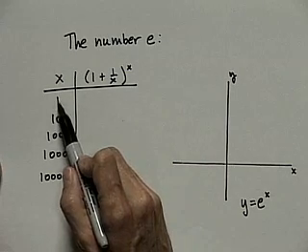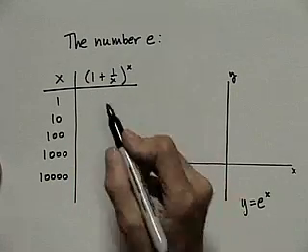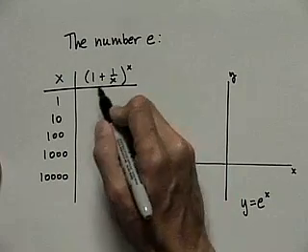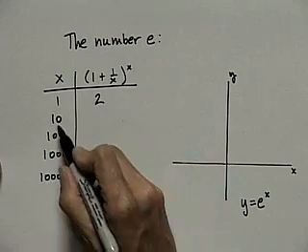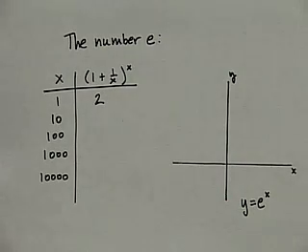Starting with x equal to 1: putting 1 in here, I'd have 1 plus 1 to the first. 1 plus 1 is 2, to the first is 2. If I put 10 in there, I need to do 1 plus 1/10 to the 10th power. Let's use a calculator to help make some calculations here. What I want to find is 1 plus 1 divided by 10, all to the 10th power. That number's 2.59.